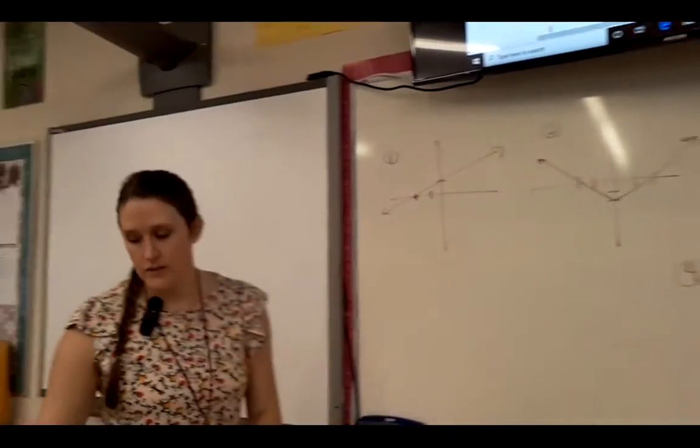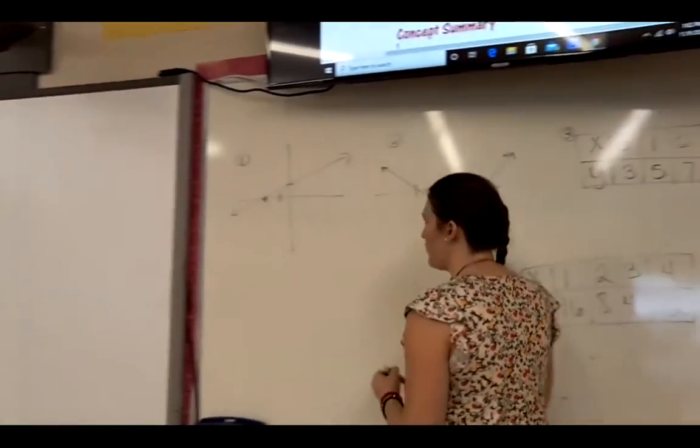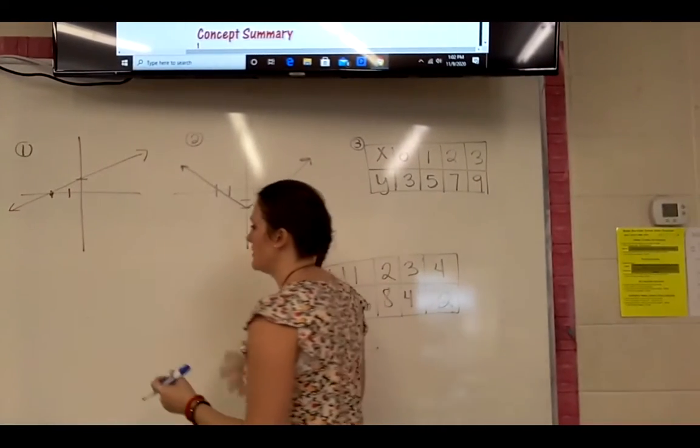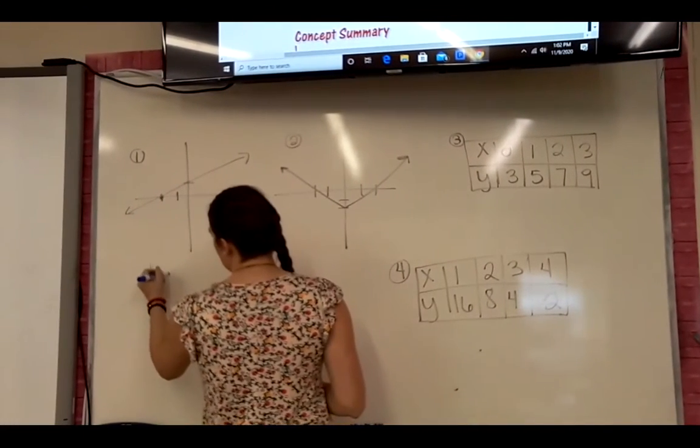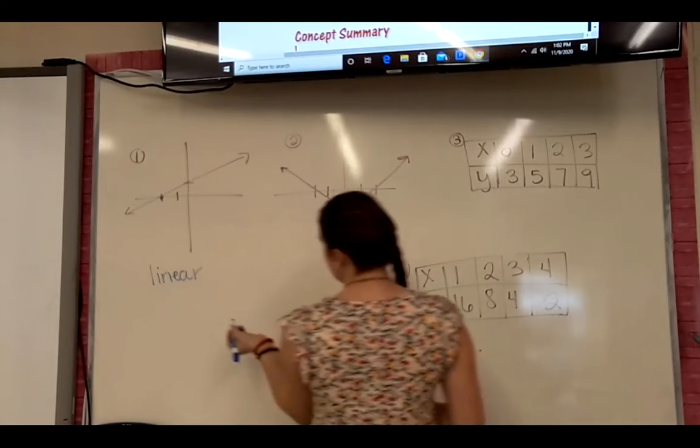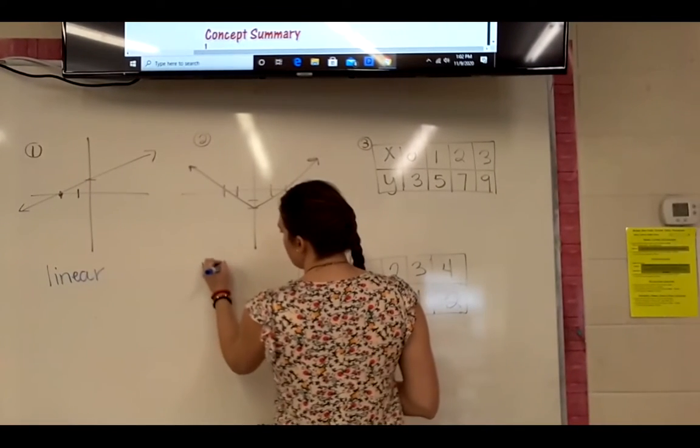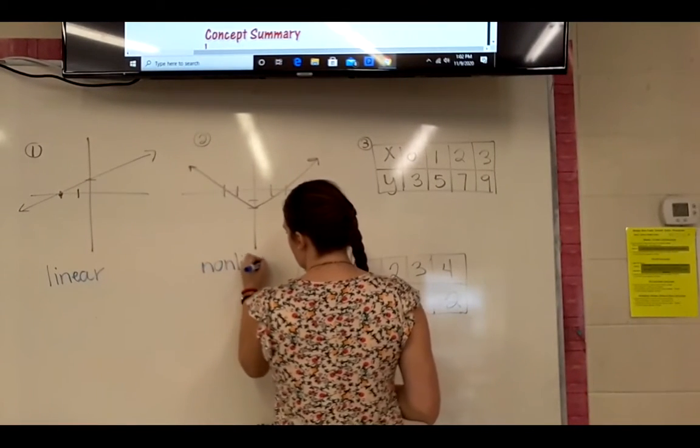Okay, so on these 4, on number 1, is that linear or non-linear? Linear, it's a straight line. The pictures are pretty obvious. Number 2, non-linear. The only ones you actually had to calculate something were on 3 and 4.